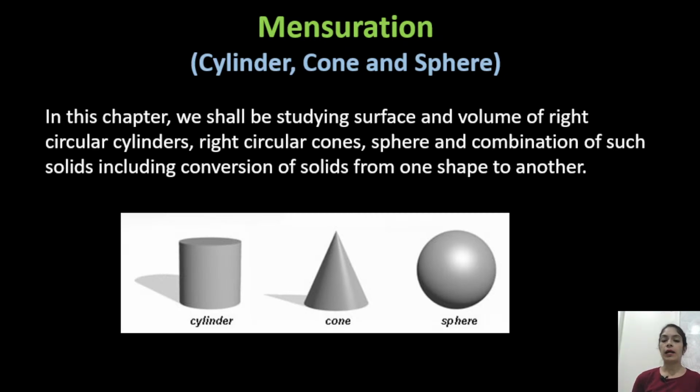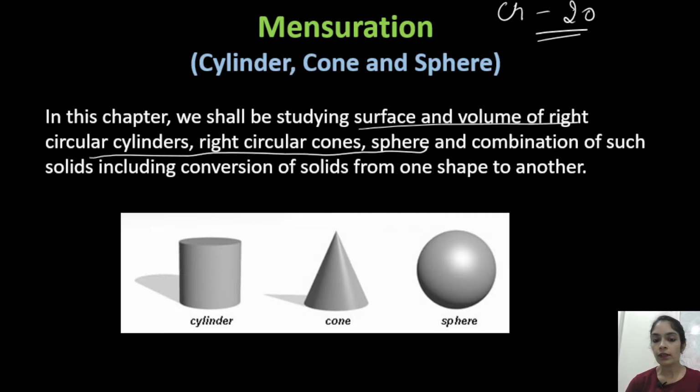Okay, so the name of the chapter which we are going to start today is mensuration. This is chapter 20 of your textbook. So what is mensuration? See, in mensuration, mostly we'll be studying about surface area and volume of these three solids: cylinder, right circular cone, sphere, and their combination. So solids, you can see this is how cylinder looks, this is how cone looks, and this is sphere.